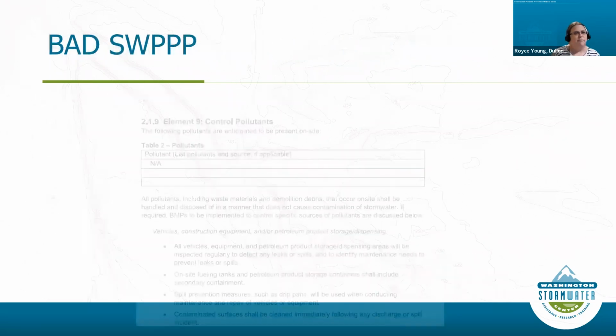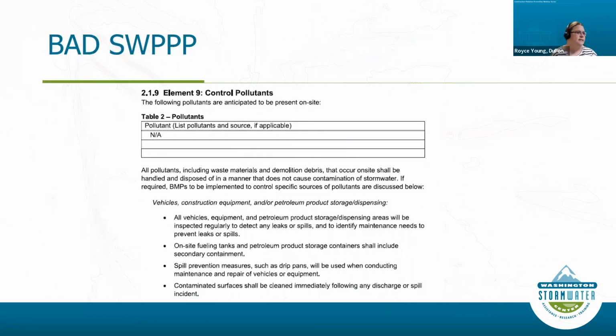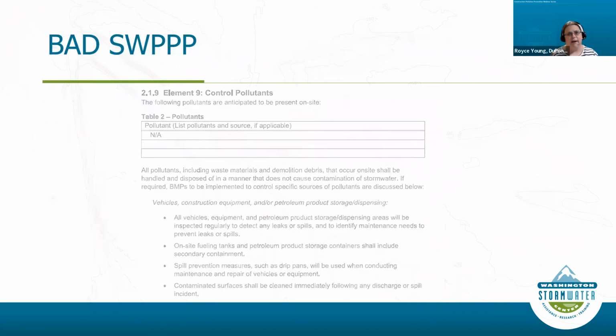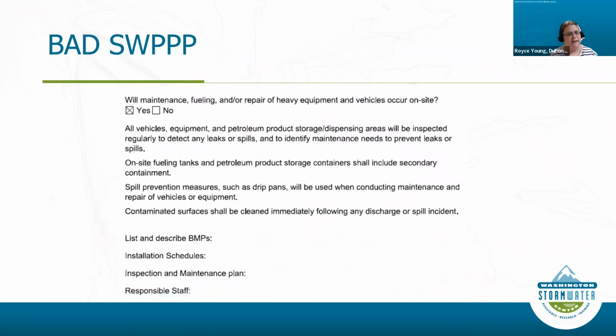So, bad SWP. First thing you notice, it says NA, but when you look at the second one, it says that there will be maintenance, fueling, and heavy equipment repair. So instantly, you already know they didn't list this correctly. They have no pollutants, even though they said there's going to be pollutants, and there's no BMPs or responsible staff.